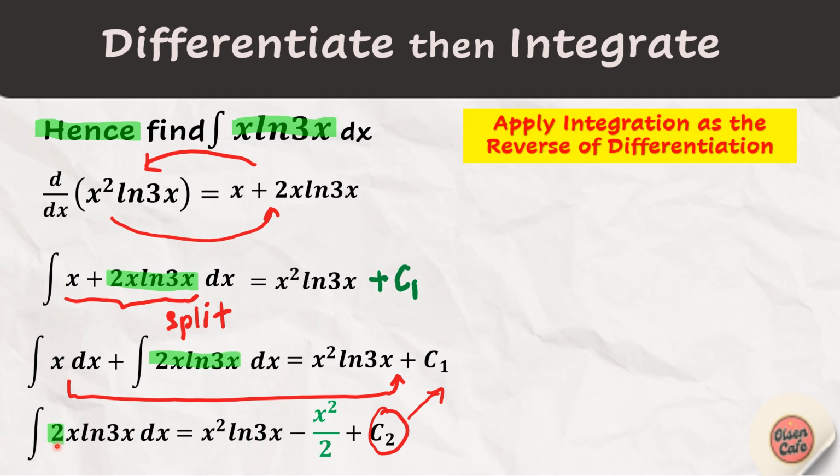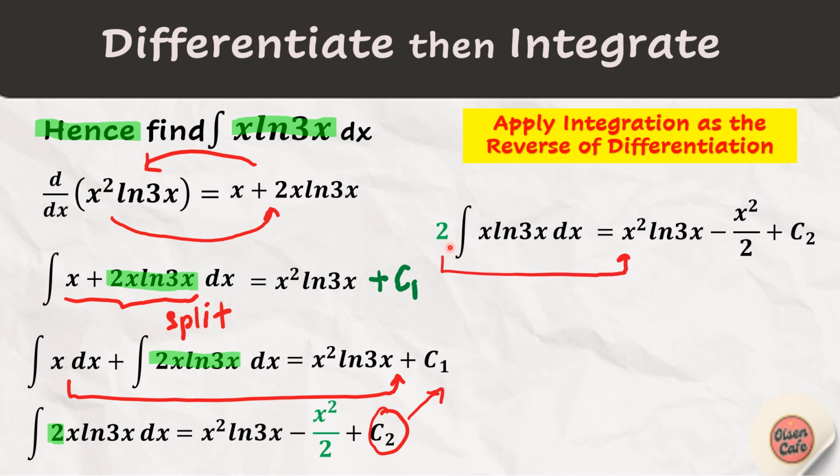So I know that there is an extra constant 2 compared to what I'm supposed to find. So what I'm going to do is take out the constant 2. To do this, my right hand side remains the same. For me to get the integral of x ln 3x, I will need to bring the 2 to the right hand side, which means I will need to multiply by half on both sides to get rid of the constant 2.